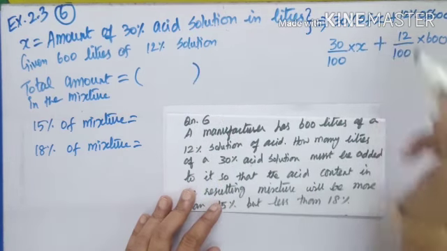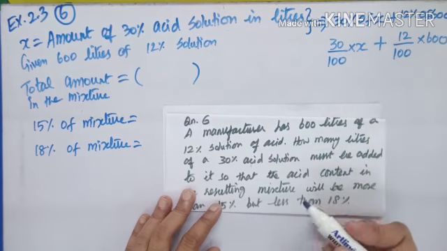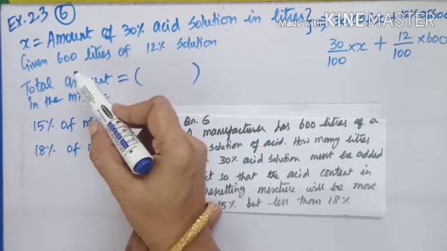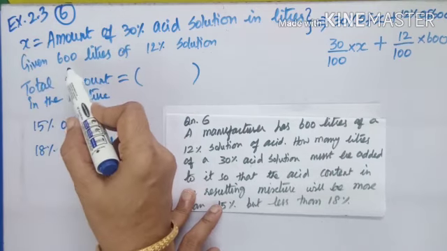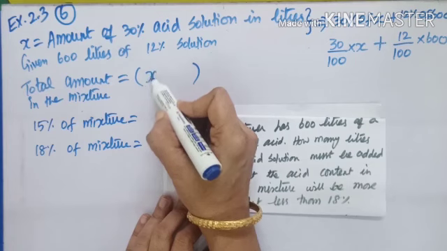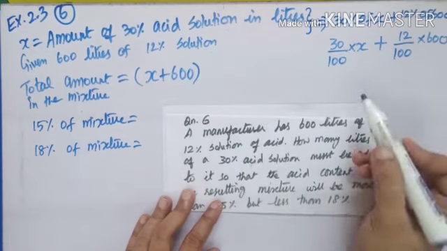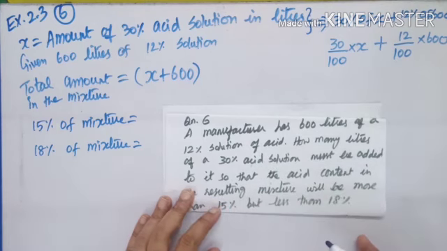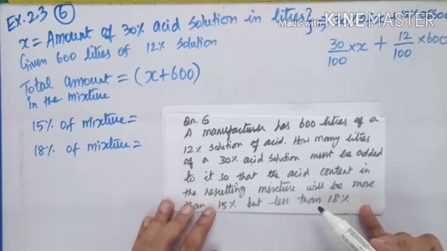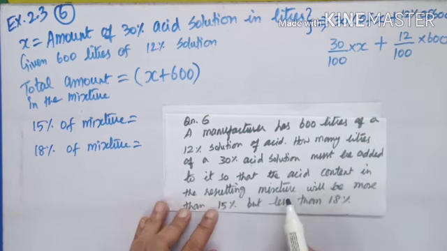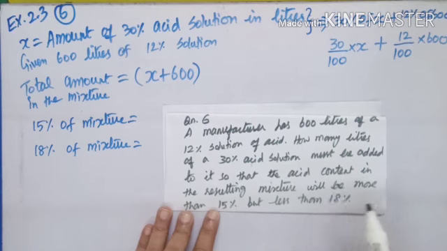Now we are adding both. So addition, this is the mixture. Now what is the total amount in the mixture? The mixture has x amount as well as 600 amount. So we will say x plus 600. All this I understand from the first 2 lines. Now what is the question? The acid content after adding, in the resulting mixture will be more than 15% but less than 18%.